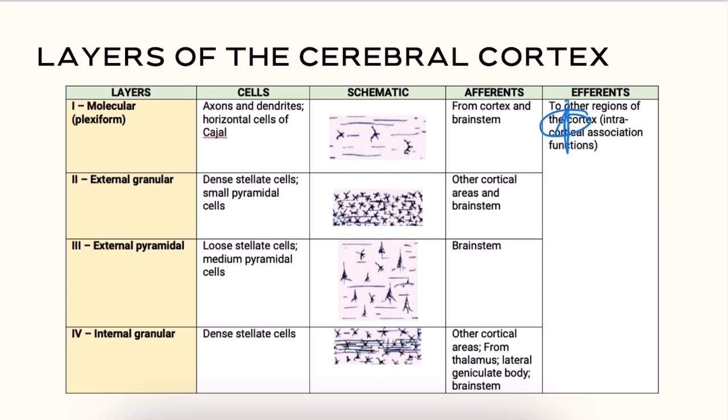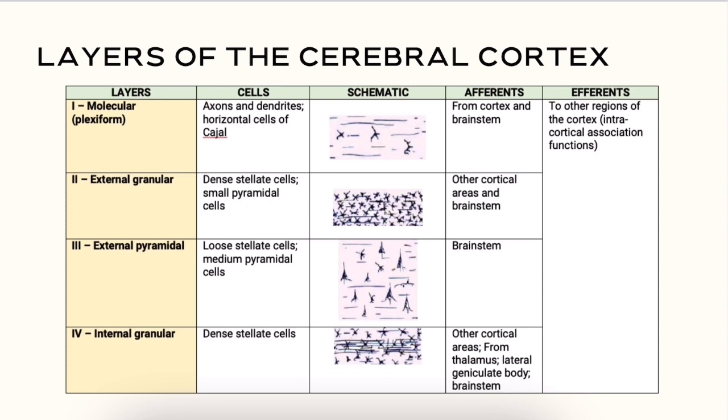Moving forward, we have our external granular layer. This is a dense layer of stellate cells that connects one neuron to another. Stellate cells look like stars, and we have small pyramidal cells in between. They come from other cortical areas and the brainstem, going to other regions of the cortex. Next, we have the third layer, our external pyramidal layer, which is composed of loose stellate cells and medium-sized pyramidal cells. They come from the brainstem, again going to the other regions of the cortex.